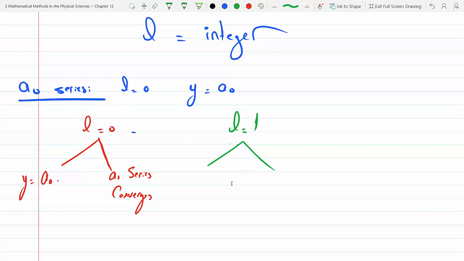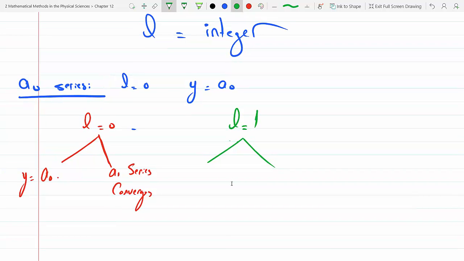I did? Okay, I was saying, I'm taking different values of L now, and I'm looking at the A0 series and the A1 series separately. I'm trying to show you that every time you pick an integer, one of the series will diverge and the other one will converge. So for example, when L is 0, the A1 series diverges, and you get the A0 series, y equal A0.